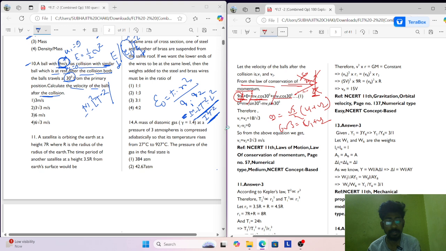Therefore, option number 4 will be our correct option here. v1 plus v2 will be, sorry, not this, both the balls you have to calculate. Now v1 plus v2 is equal to 6 root 3.